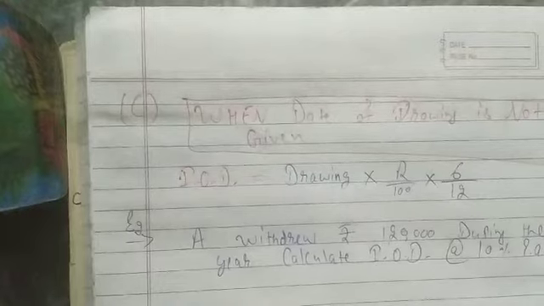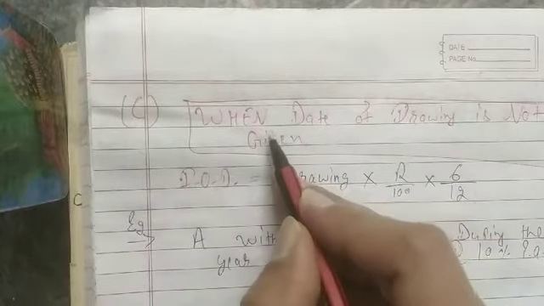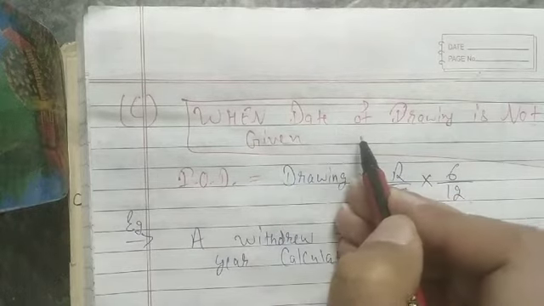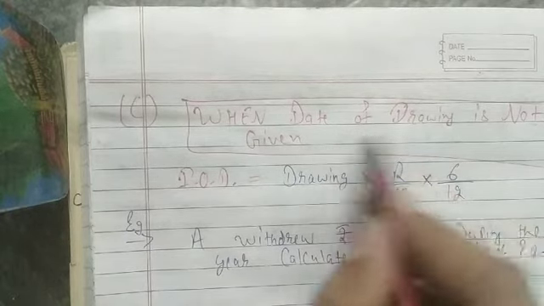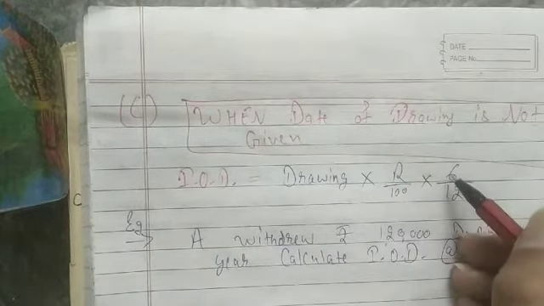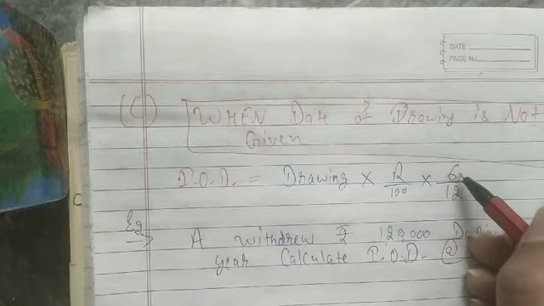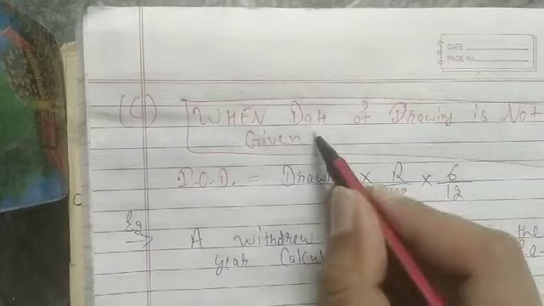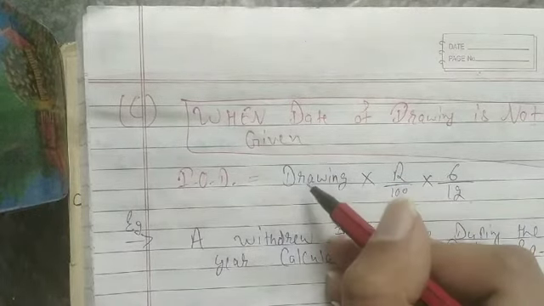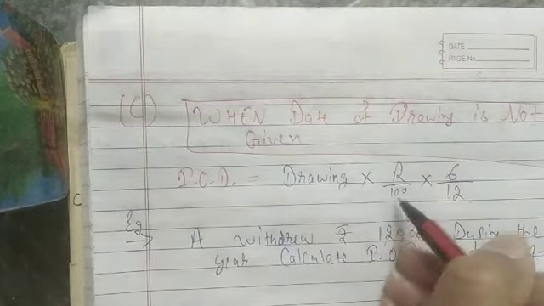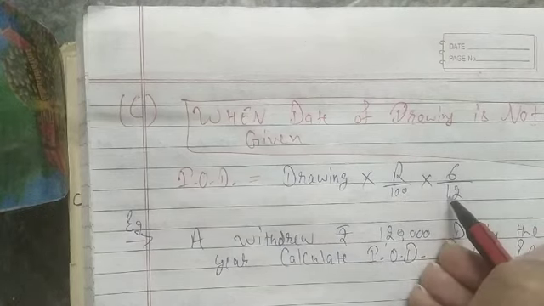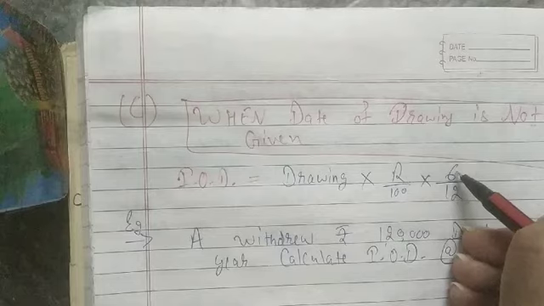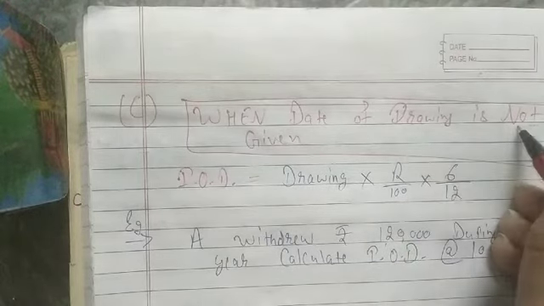Fine. Now check the case C. When date of drawing is not given, that case is already discussed in the previous question. I told you when the date of drawing is not given, then we calculate interest on drawing on an average basis for 6 months. So your formula in case date of drawing is not given will be drawing amount into rate upon 100 into 6 upon 12. Fine. 6 upon 12. When to use 6 upon 12? When date of drawing is not given.